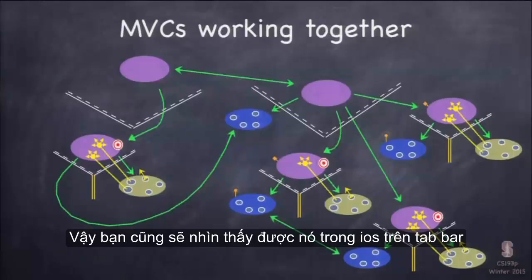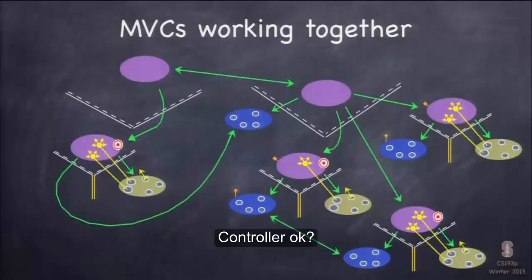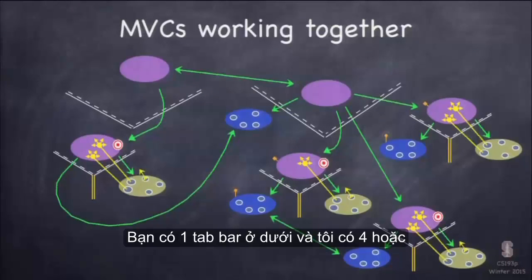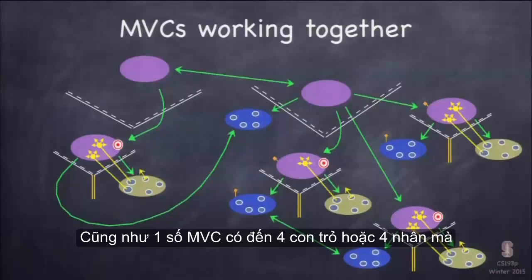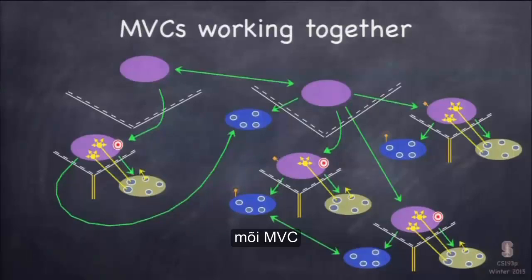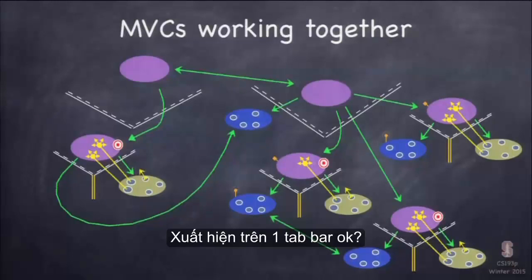So you see this also in iOS with tab bar controllers, right? You have the tab bar at the bottom might have 4 or 5 things you can choose. Well, there's some MVC at the top has 4 pointers to 4 minions, which are the 4 MVCs that are each going to appear in a tab bar, okay? And we'll be doing that, for example, in assignment number 2 or 3, where we'll be making a tab bar, and you're going to have to do multiple MVCs, okay?